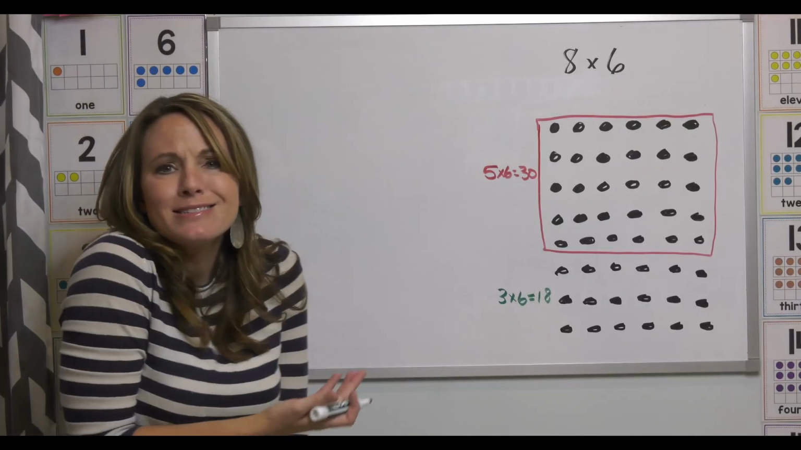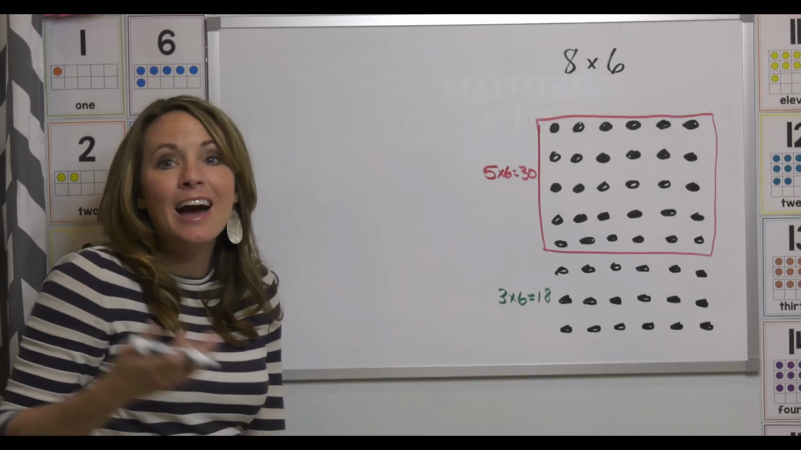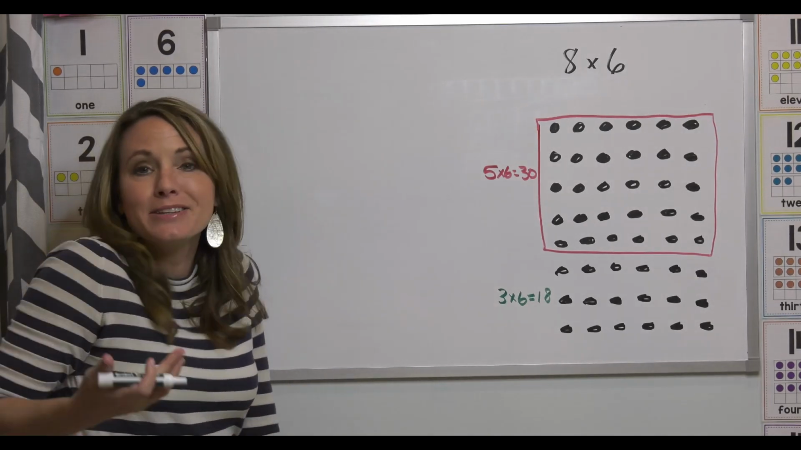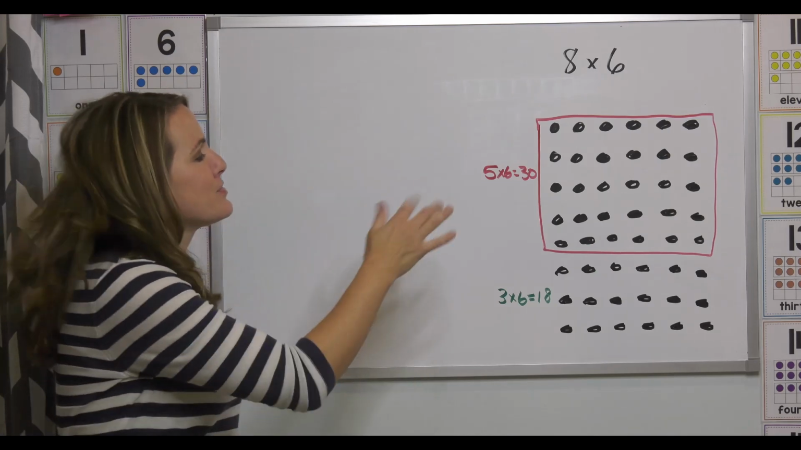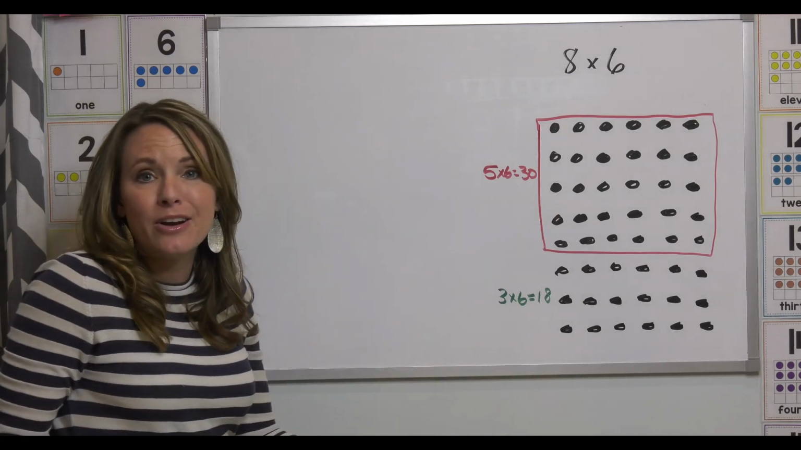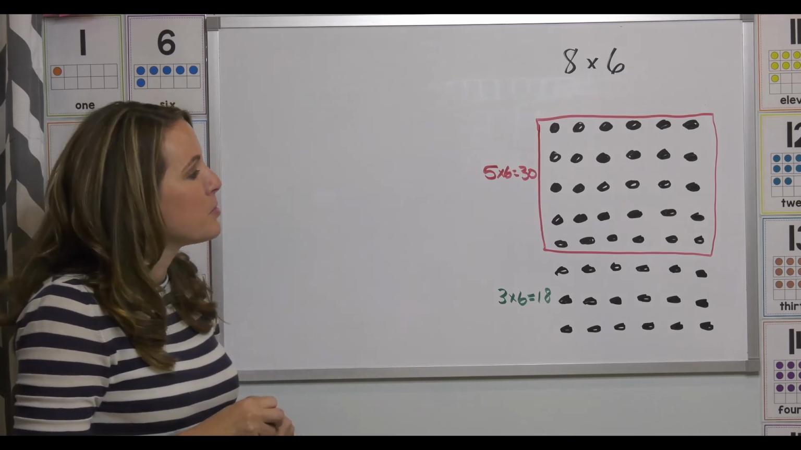Okay, so how does this give me the product? Well, if I know 30 and 18, I can quickly add those together, and that's 48. And guess what? That's the answer. And it's super fast instead of trying to skip count or count all these dots and make an error. Instead, I can break it into little pieces that are going to help me make sense of the problem.